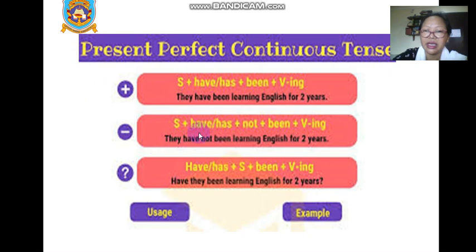In a negative sentence, she has not been learning English for 2 years, or they have not been learning English for 2 years, right? This is a negative sentence. We add not. And in an interrogative sentence it becomes, have they been learning English for 2 years? So the position is like in the present perfect tense, and the only thing we add here is been, and the verb will have ing. In the present perfect tense, we use the past participle, the third form of the verb.